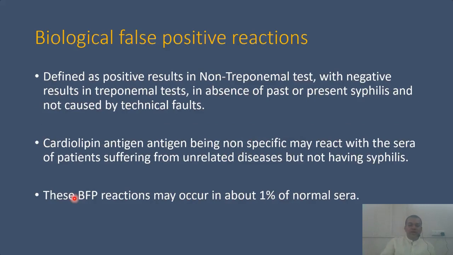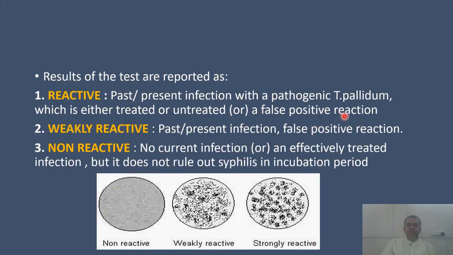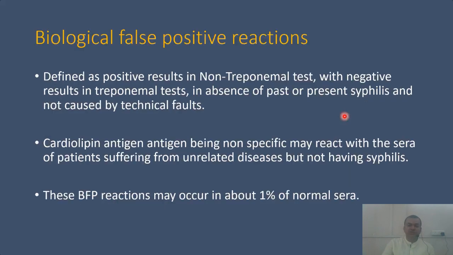Then the important thing I mentioned here is the false positive reaction. How do they come as a false positive? This is known as the biological false positive reaction, and you must know the definition. It is defined as a positive result in a non-treponemal test, like VDRL or RPR, whether strongly or weakly positive, but with a negative result in a treponemal test.